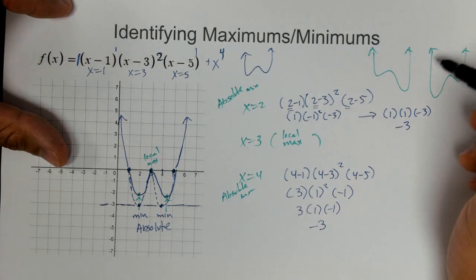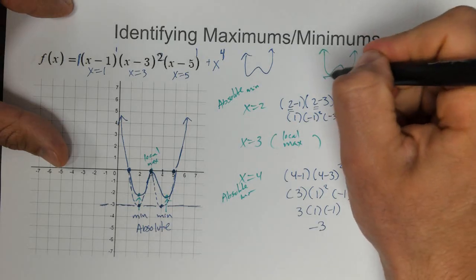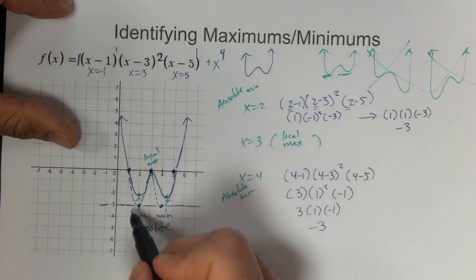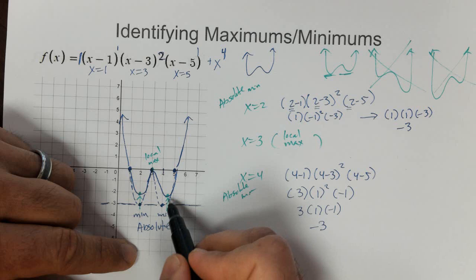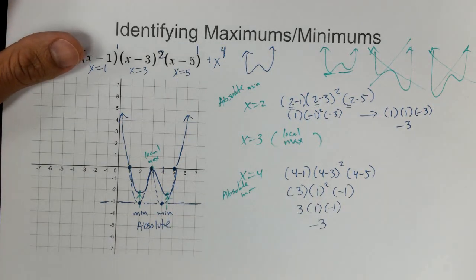It wasn't either of these scenarios. It was where they're the same level. If one of them was lower, let's say that this one went lower, this one would have been an absolute minimum, and this one would have been a local minimum, right? But because they're both the lowest points, they're both absolute minimums.